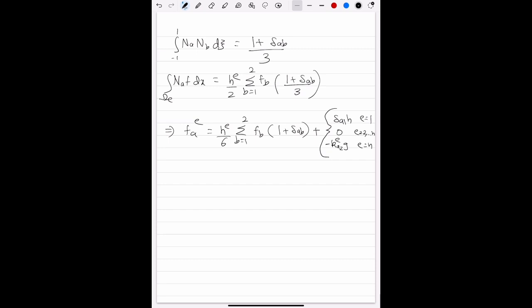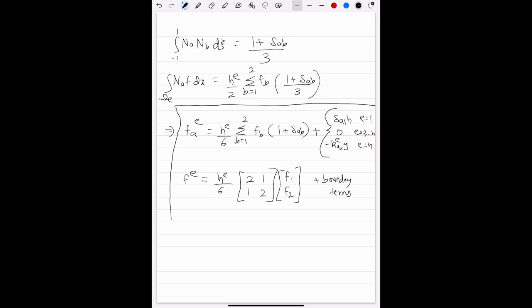In matrix form, this can be written as Fe is equal to he by 6 times, so the elements are 1 plus delta AB, so they are given by 2, 1, 1, 2, times Fb, which is F1 and F2, the forcing vector, of course, plus the boundary terms. So this right here is the formula for the element forcing function FAE.